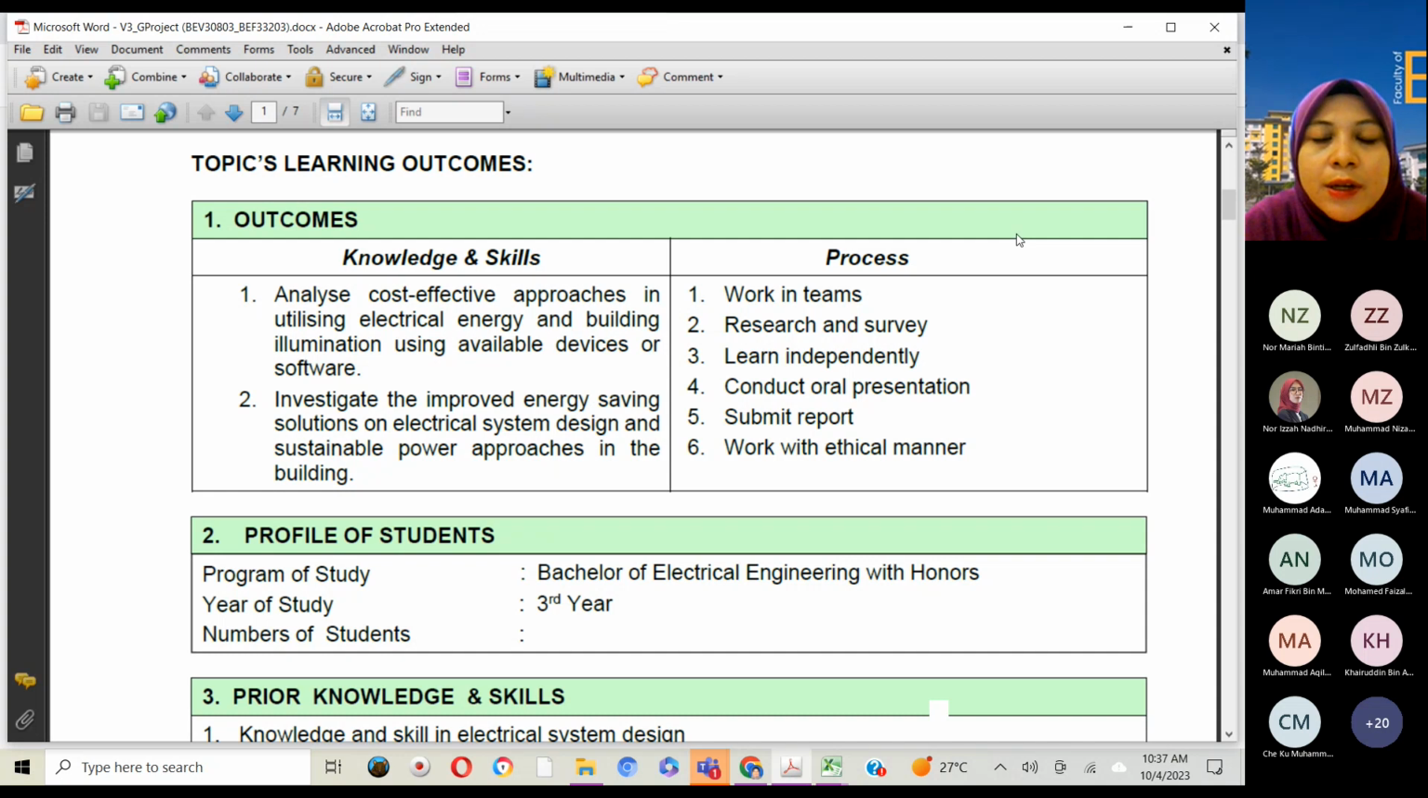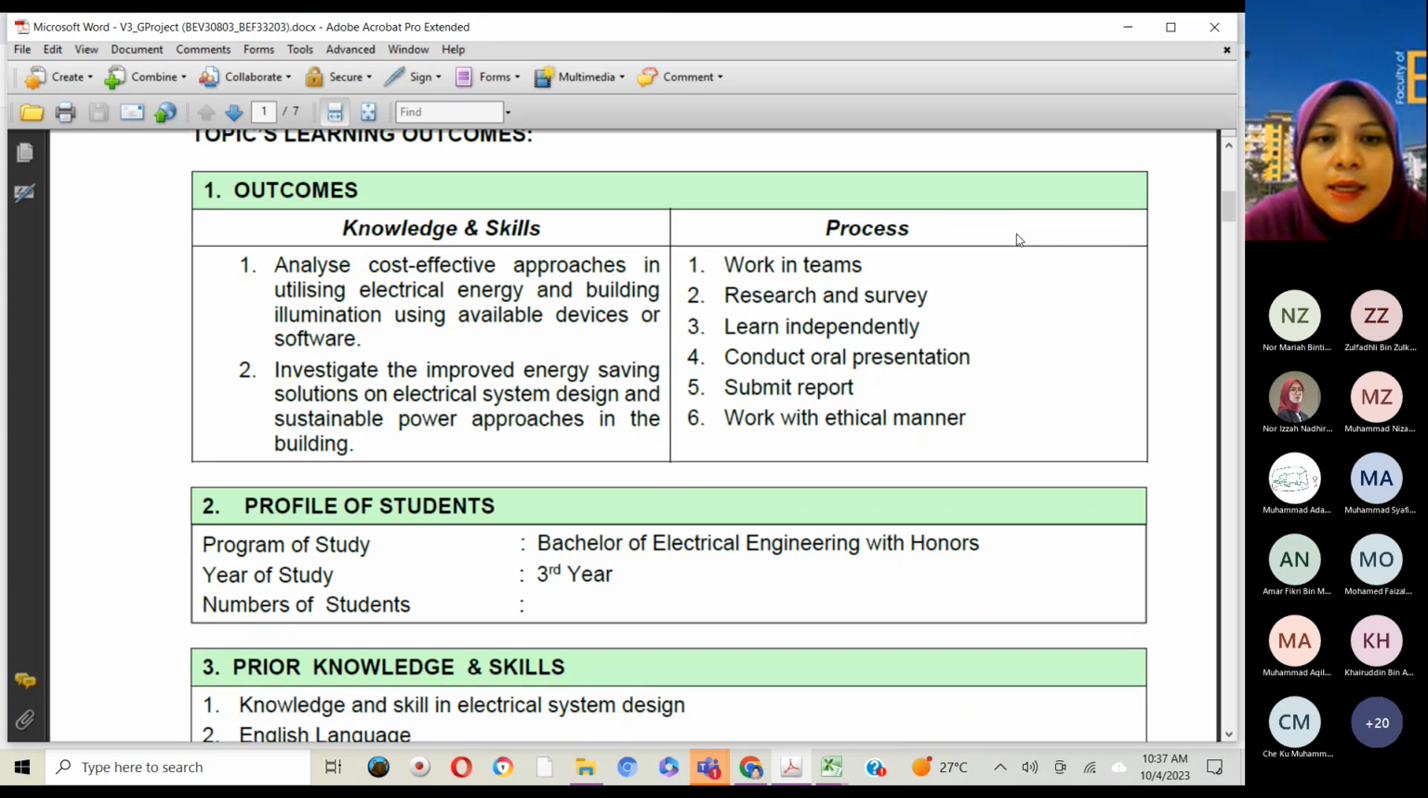Kalau you gunakan for example AutoCAD pun boleh kan. Maksudnya you nak show the electrical schematic drawing, ataupun you want to use anything, SketchUp and so on. As long as there's a software that you use, then it can be considered lah. Okay, and then second is you can investigate the improved energy saving solutions on electrical system design and sustainable power approaches in the building.